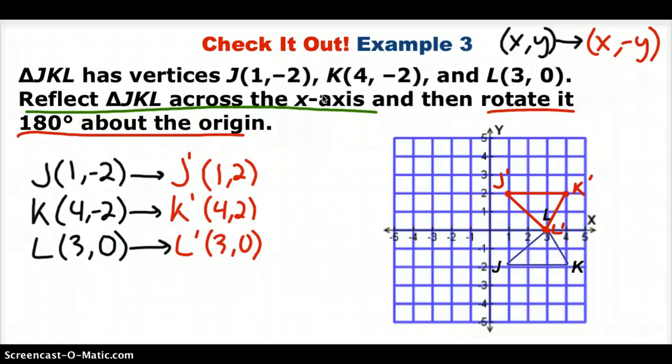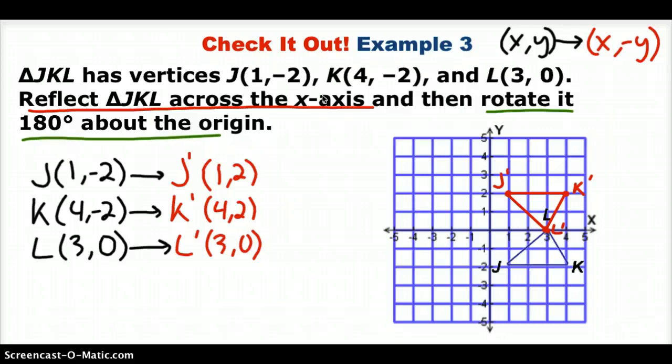Now it wants us to take what we just had and rotate it 180 degrees about the origin. Again, I apologize, I guess I used the wrong colors there. I did this first part in red, so the first thing I did was red, and then the second thing I'm going to do here is going to be green. My apologies. I kind of like the colors, and I don't want to confuse anybody.